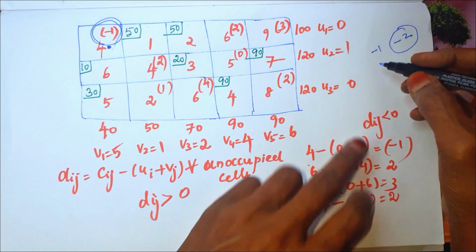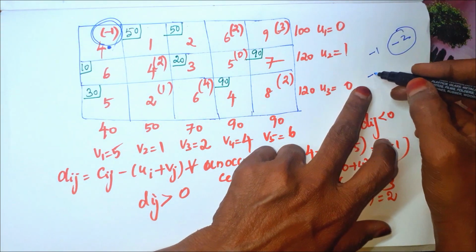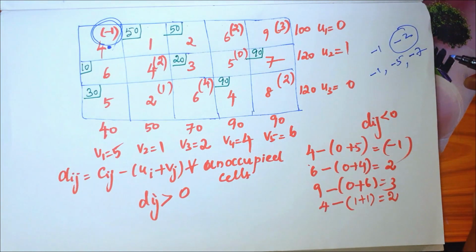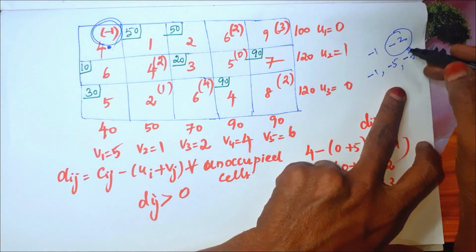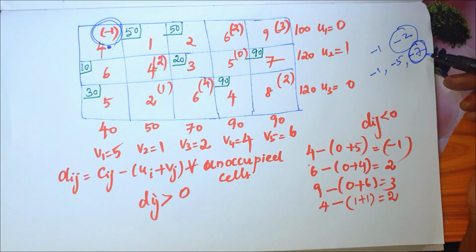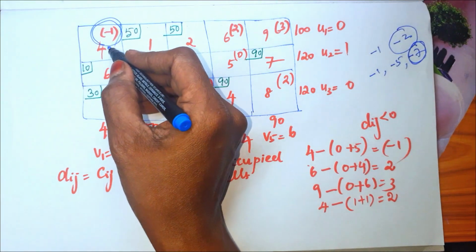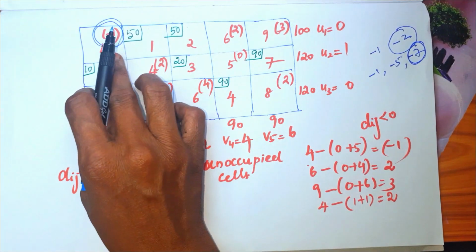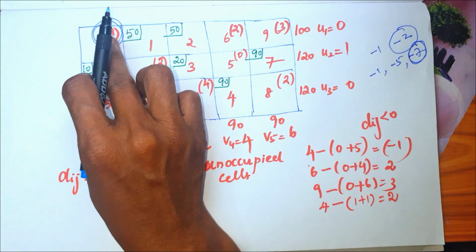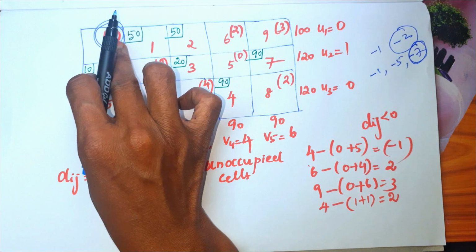For example, if I have more than two, -1, -5 and -7, we have to go with the most negative. Among the negatives, this is the most negative, that is the least. So from there only we have to start the loop. Is it clear? Okay, since here we have only one negative value, we are going to start the loop from this cell. This is an unallotted cell. In the next step we are going to make this an allotted cell.